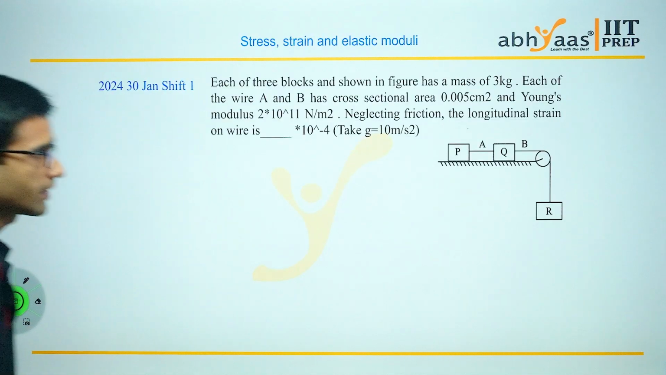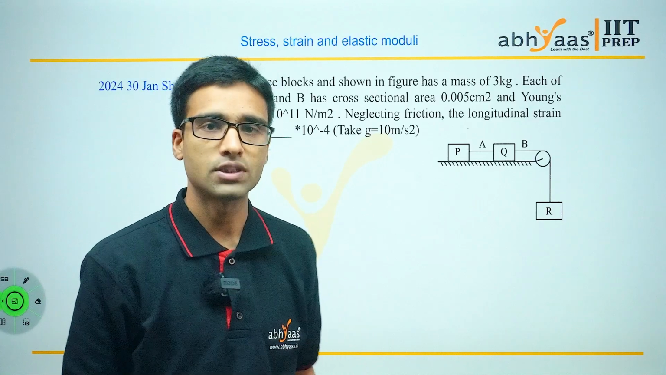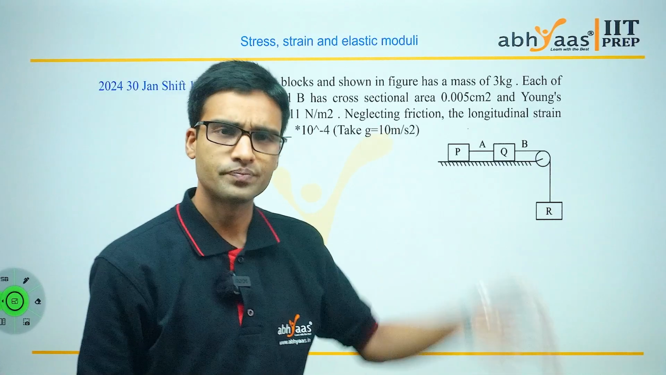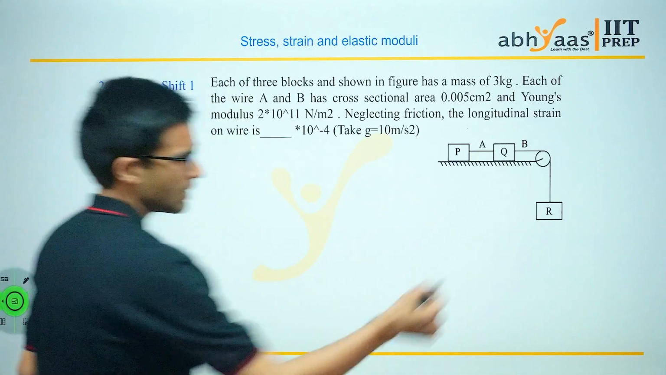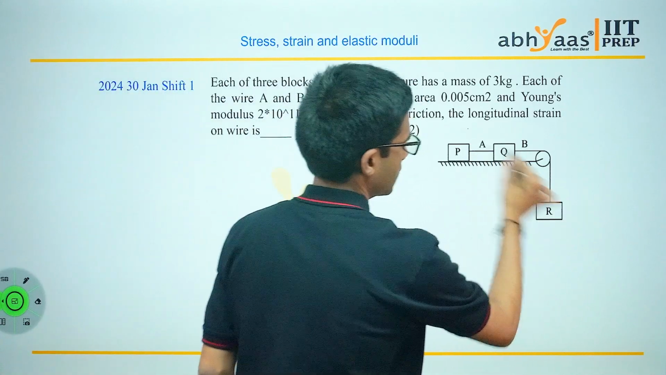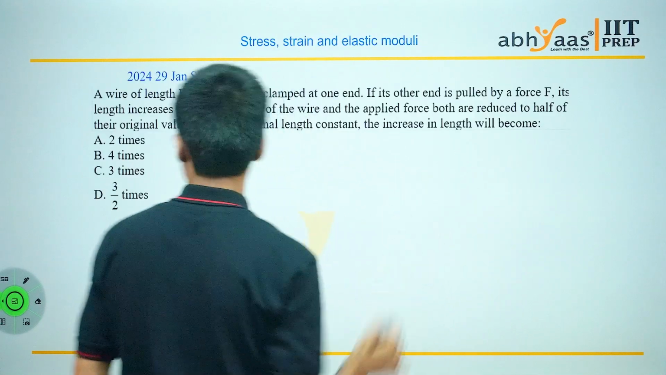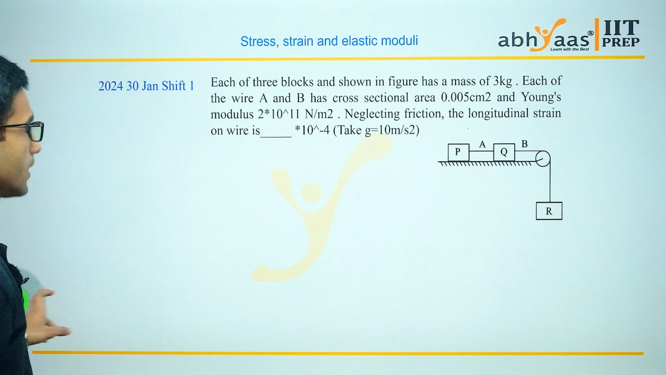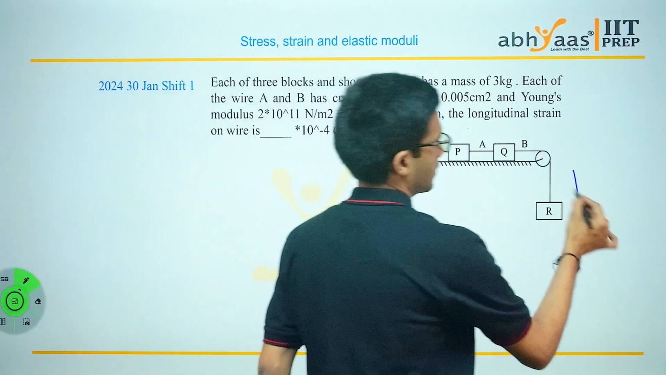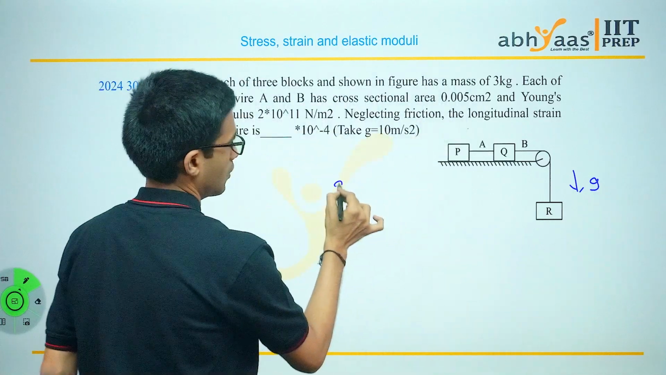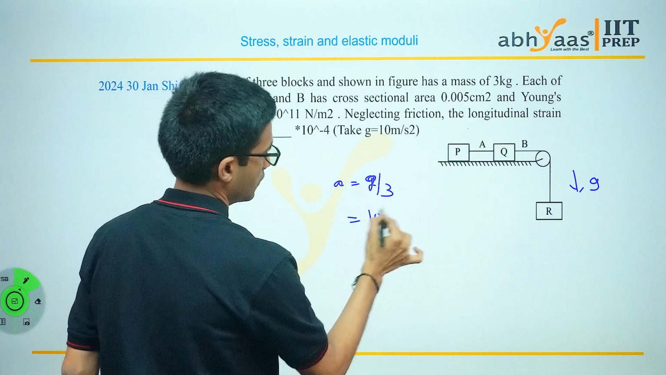Okay. Now going to the next question. This is also a combination of different concepts. From the previous Newton's laws of motion, we have to understand there is a pulley, and here three things are there, each of mass 3 kg. What happened? The entire system is going with acceleration. So acceleration equals g by 3. The g value is 10, so 10 by 3.